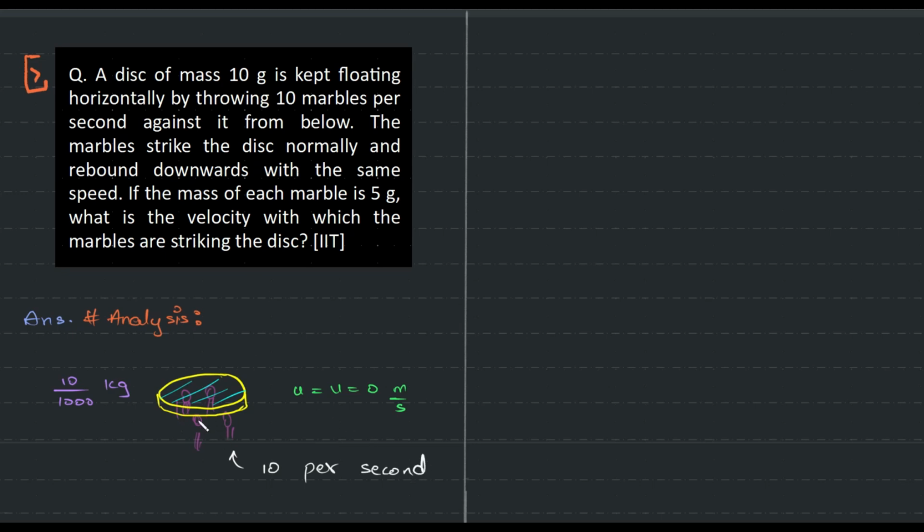and they are normal, that is, the point of contact will be perpendicular to the surface. Normal means perpendicular, and it rebounds, so it will just hit and come back. So angle of incidence is 0, angle of reflection is also 0. Again I repeat, angle of incidence is 0 and so the angle of reflection will be 0. If the mass of each of these is 5 by 1000 kg, what is the velocity with which the marbles are striking the disc?